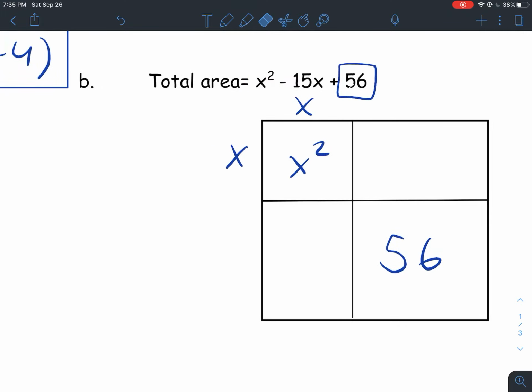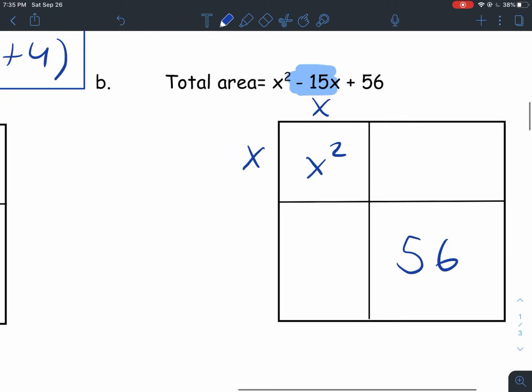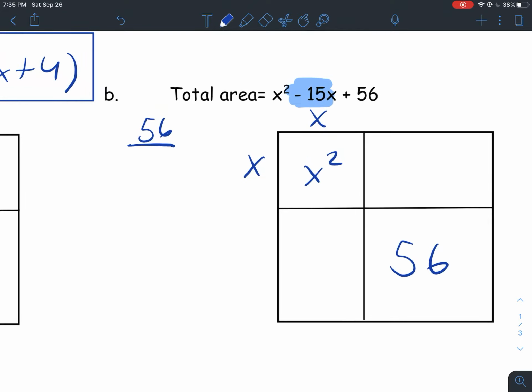Now, one thing I want to point out, notice how in this problem, this number is negative, right? So these numbers need to add to give us a negative 15. So we're definitely going to have some negative numbers involved here. So let's write out our factors of 56. Now, since we know we need negative numbers, I would definitely recommend including some negatives in our factors.